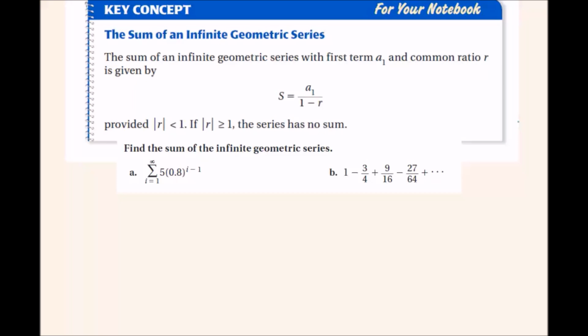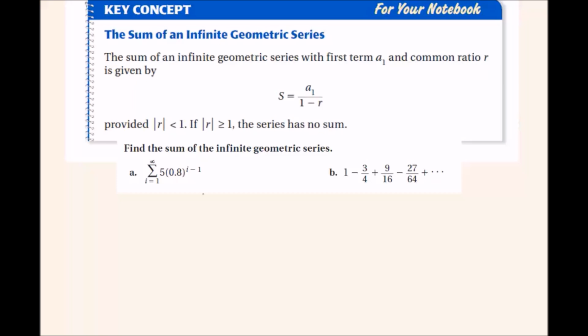So the ratio has to be less than 1. If it's larger than 1, we can't calculate it. It has no sum. It's just infinity. So here are two examples.